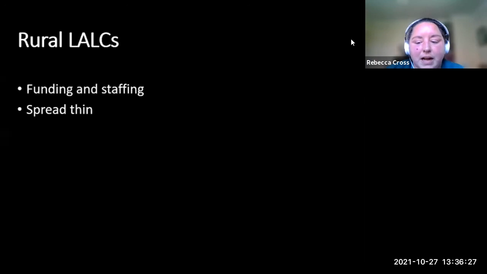LALCs also largely handle language maintenance. They also look after issues related to health, education, housing, social services. They're fighting development, so much time is spent putting in native title claims and fighting them. They're doing a lot of different jobs with very limited resources.